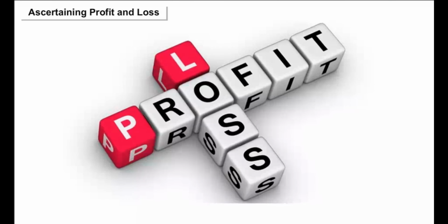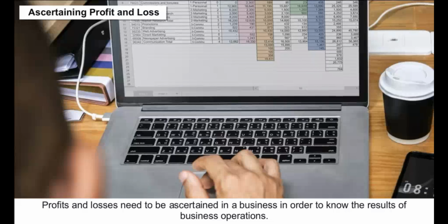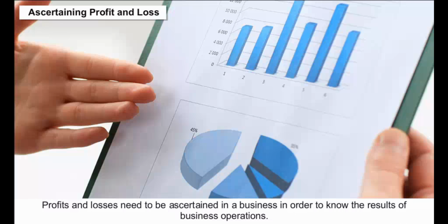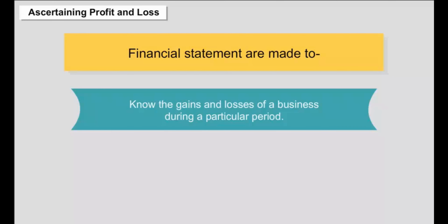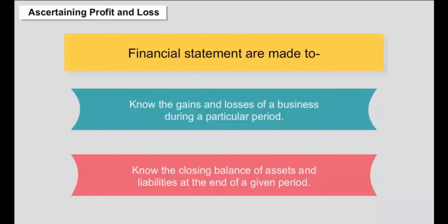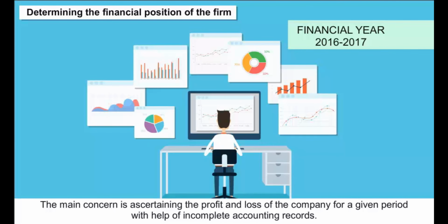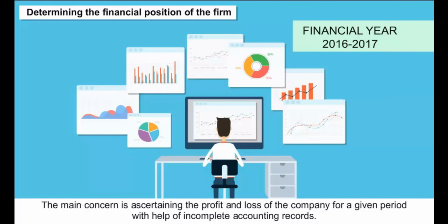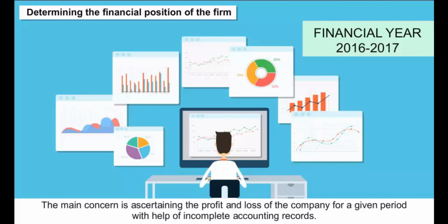Ascertaining profit and loss. Profit and losses need to be ascertained in a business in order to know the results of business operations. Hence, financial statements are made to know the gains and losses of a business during a particular period, know the closing balance of assets and liabilities at the end of a given period, determining the financial position of the firm. The main concern is ascertaining the profit and loss of the company for a given period with the help of incomplete accounting records.